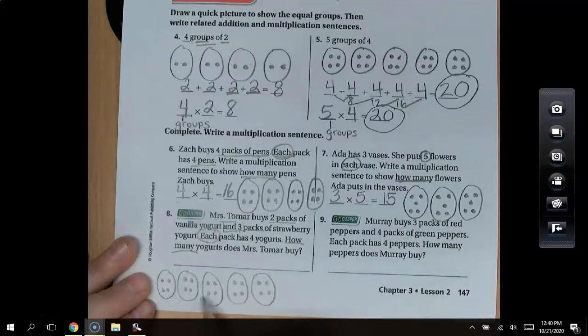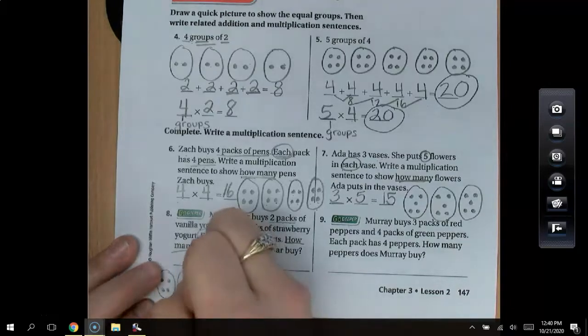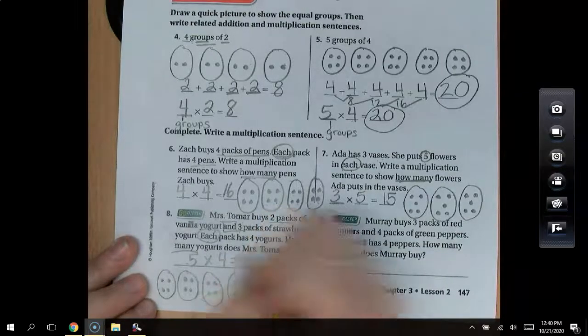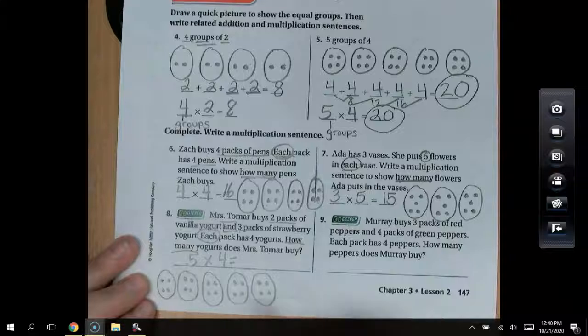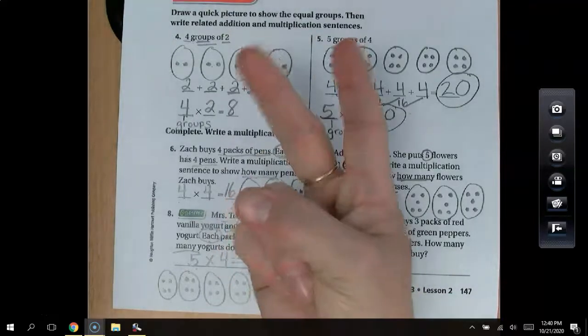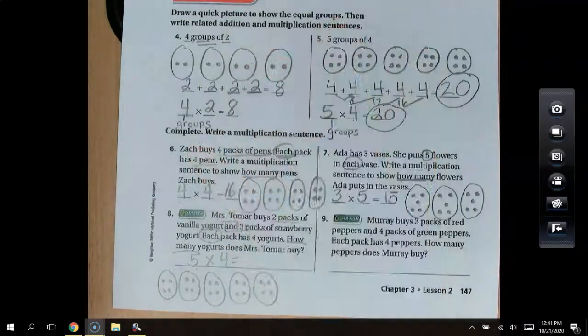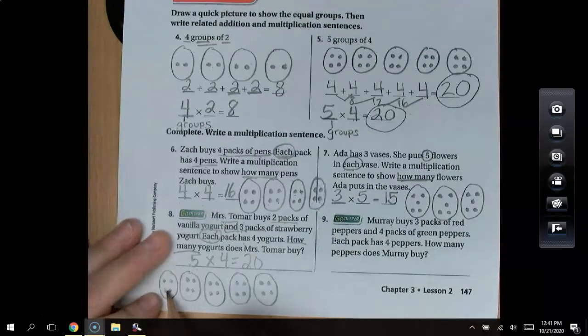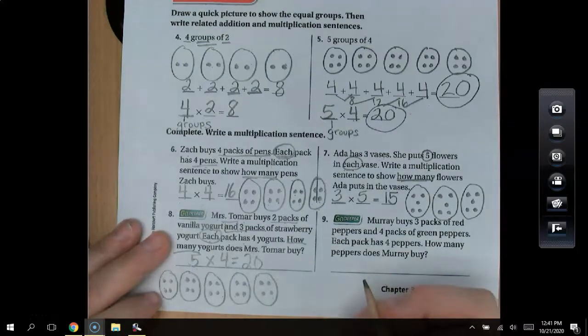Okay, boys and girls. Well, how many yogurts does Mrs. Tomar buy? Well, let's write a multiplication sentence. I have 5 groups times 4 in each group equals, well, I could count my counters, or, boys and girls, it's a 5. I could count by 5 4 times. Let's try it. 5, 10, 15, 20. My answer should be 20. You can check it just to make sure. 4, 5, 6, 7, 8, 9, 10, 11, 12, 13, 14, 15, 16, 17, 18, 19, 20. There are 20 yogurts.